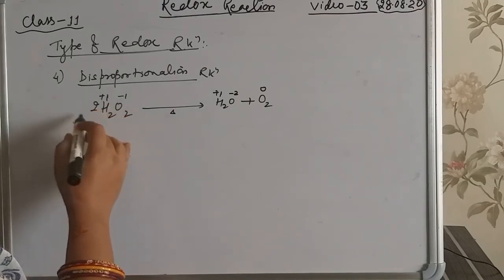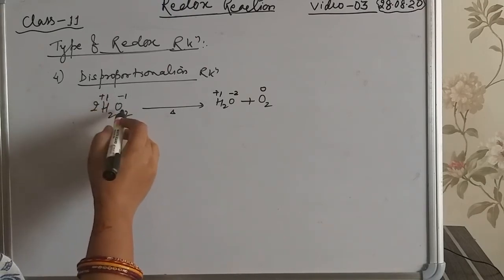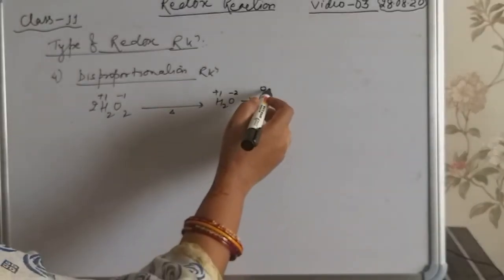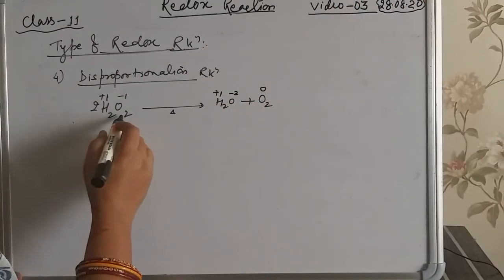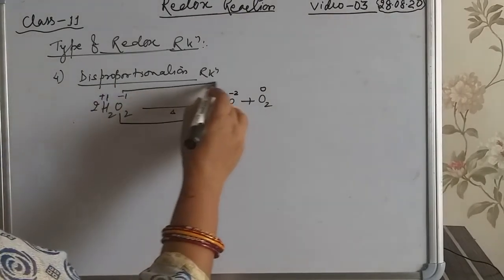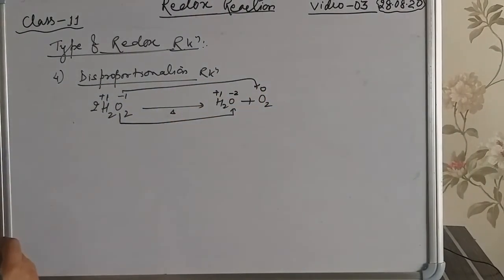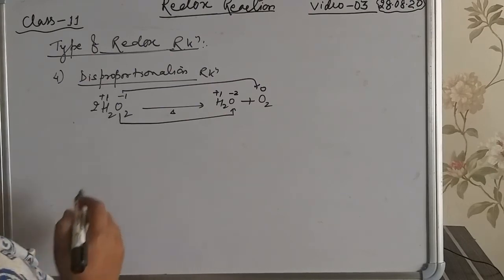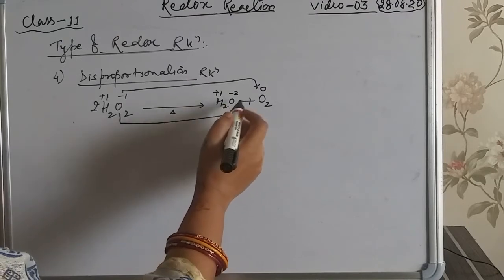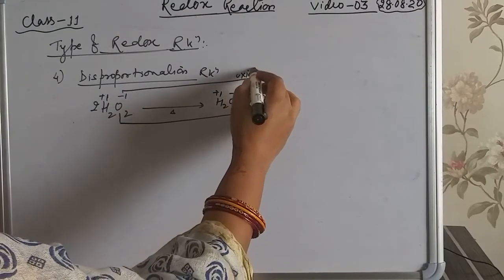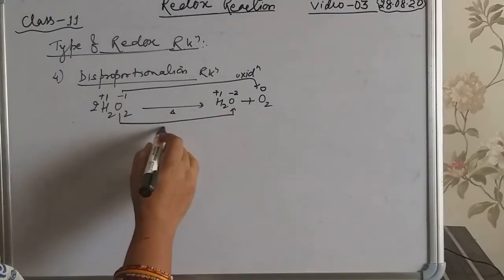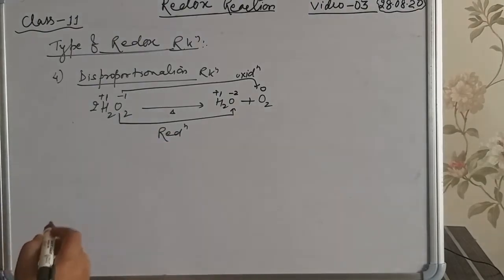Here oxygen in H2O2 is in the -1 oxidation state, in water it is -2, and in O2 it is 0. So we find that this species undergoes oxidation as well as reduction. -1 to 0 is an increasing oxidation number, so oxidation takes place. -1 to -2 is a decreasing oxidation number, so reduction takes place.